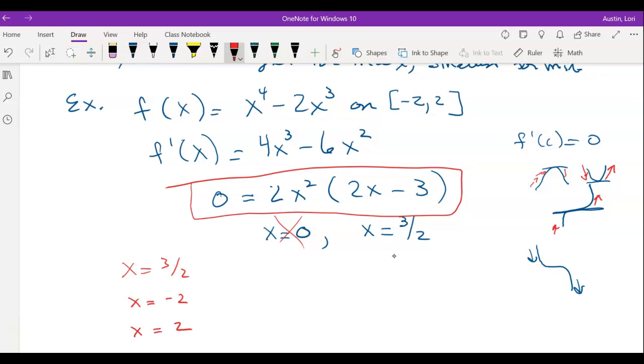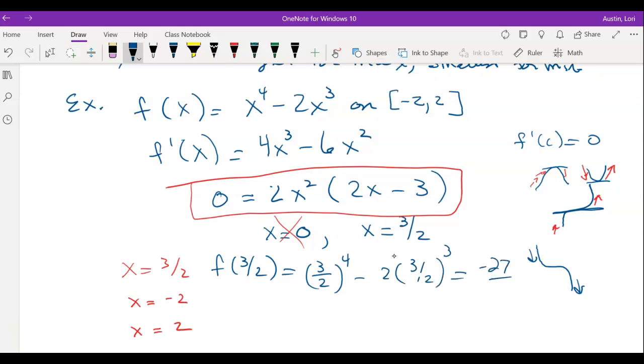And how do you find it at this point? Plug it back into the original equation and see which is higher, which is lower. That's it. That's all you need to do. You plug it back into the original equation. So somebody do the math for me. You all got calculators. What is original equation? Calculate what f of 3/2 is for me. Thank you. You got negative 27 over 16.